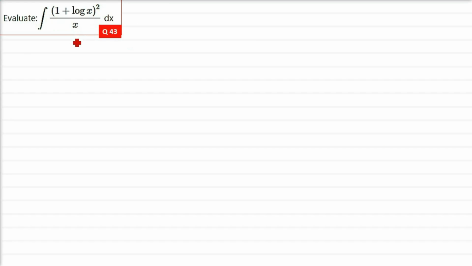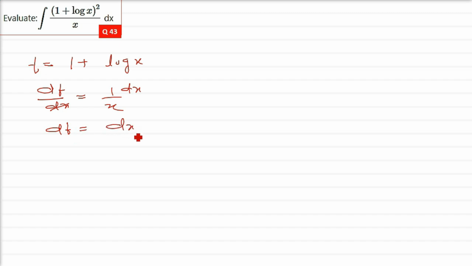1 plus log x whole square divided by x. Now we can get this 1 by x from 1 plus log x. That means if you take t equals 1 plus log x and we differentiate it, dt by dx, 1 will be 0. Log x will give you 1 by x. Now dx can be brought on the right. So we got dt equals dx by x. So this whole dx by x we have got after this replacement as dt. So this integration will change to something like this. We have dt and 1 plus log x whole square.